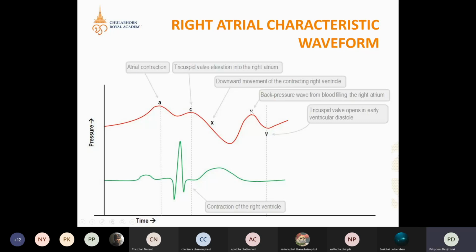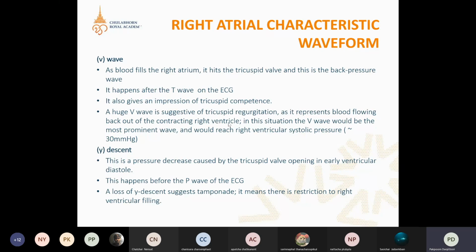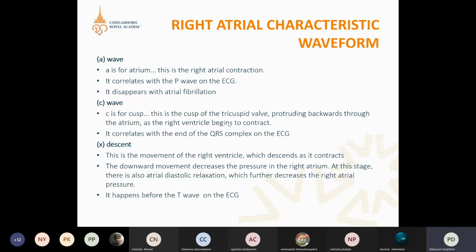And then after that, we'll go to the Y descent. That means the tricuspid valve opens in early ventricular diastole, so the pressure will gradually slow down. This is information that you can read by yourself from this.